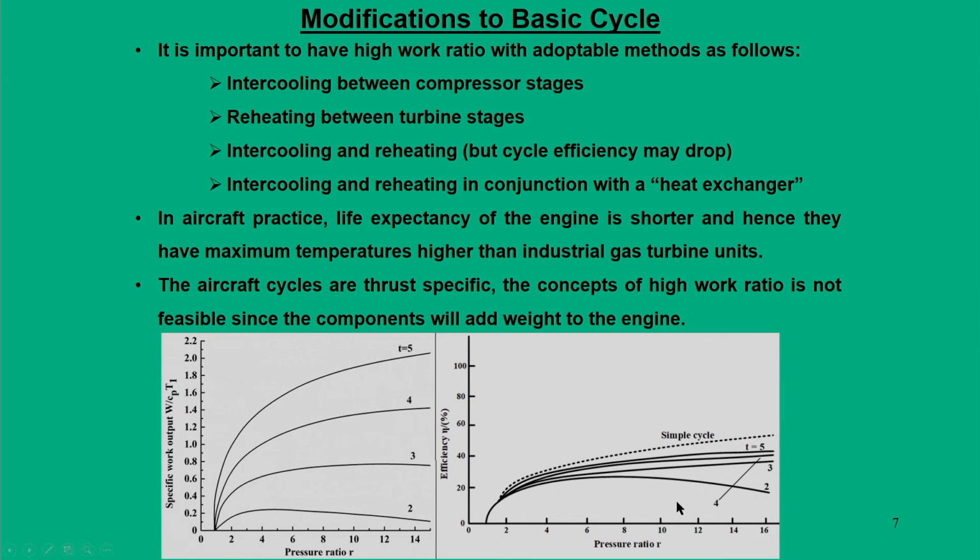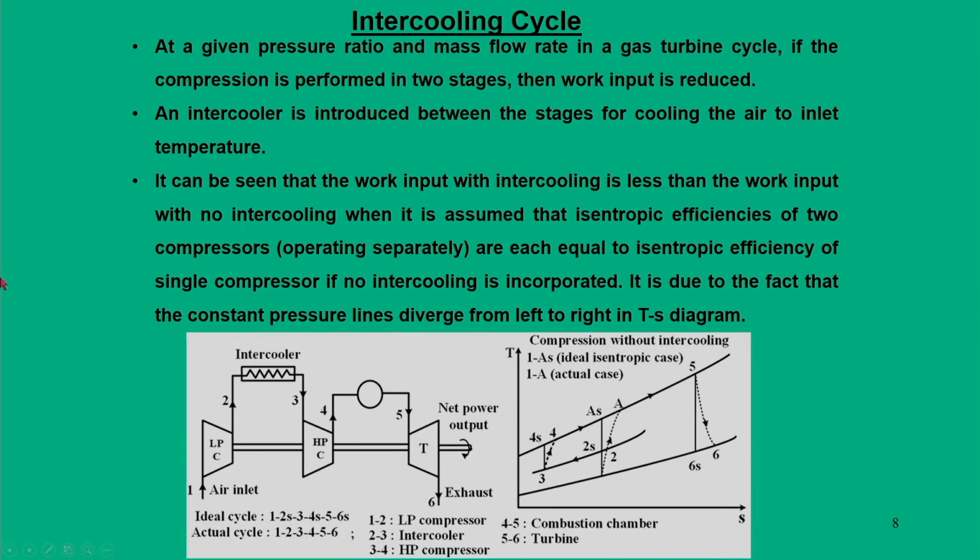These two plots, which we showed in our last class, show how specific work output and efficiency vary with pressure ratio as well as temperature ratio. Now, let us start with the first modification, which is what we call the intercooling cycle. It has been shown in thermodynamics that when you make the compression process in a quasi-static manner, you will consume less work. So, instead of going for single stage compression, the intercooling method is adopted.